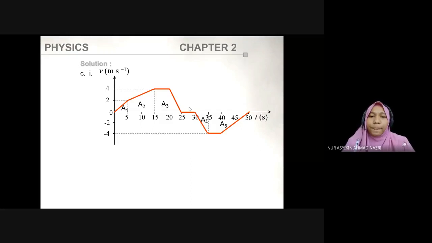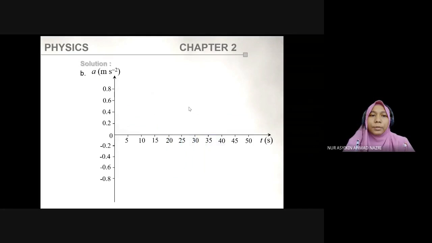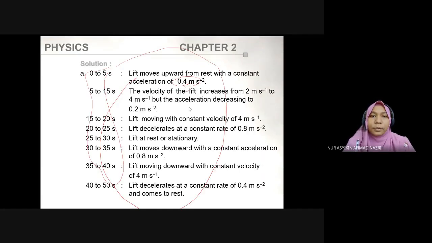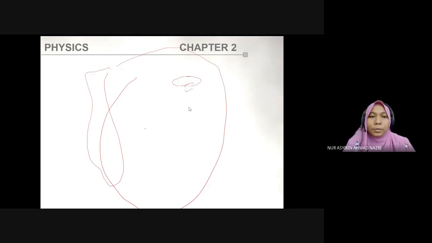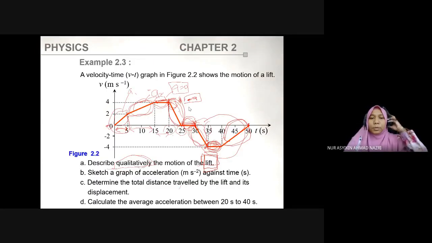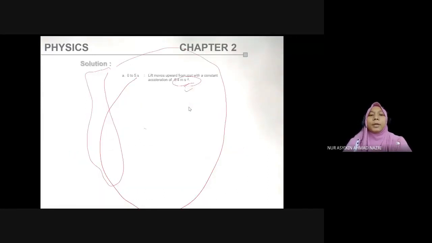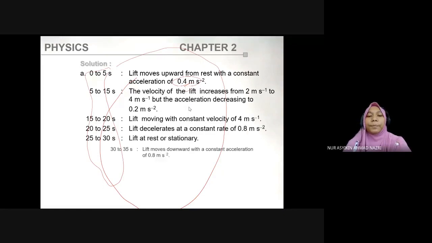Alright. So we continue. So, okay, question number C. Determine the total distance traveled by the lift and its displacement. Total distance and its displacement. There are two questions there. Ya kelas, tolong jangan miss. There are two questions kat situ. Total distance and its displacement. So macam mana nak jawab tu?